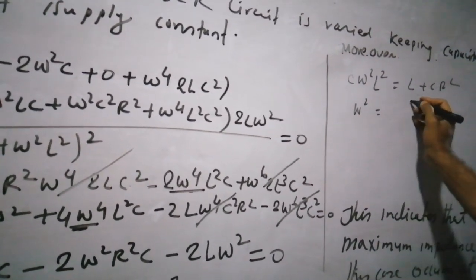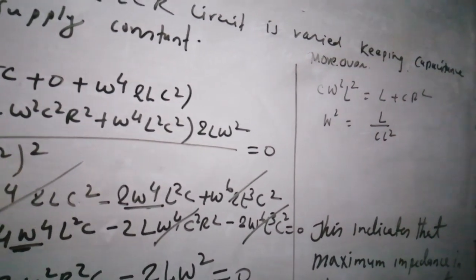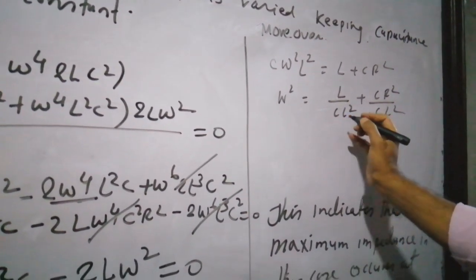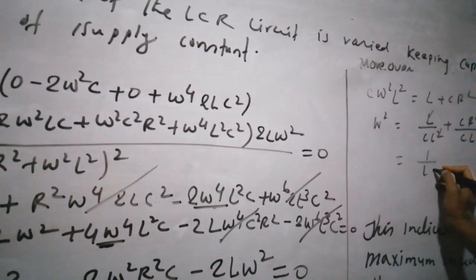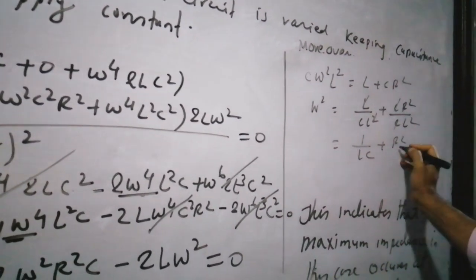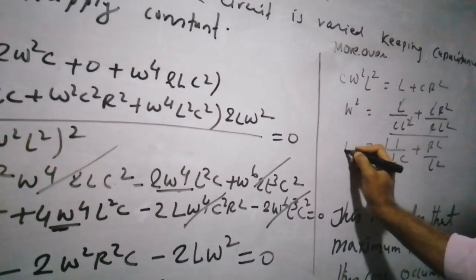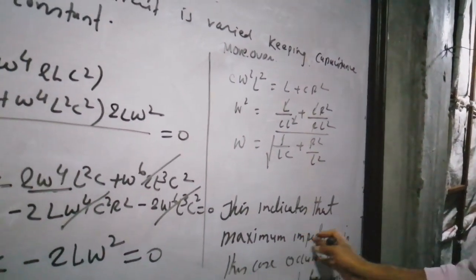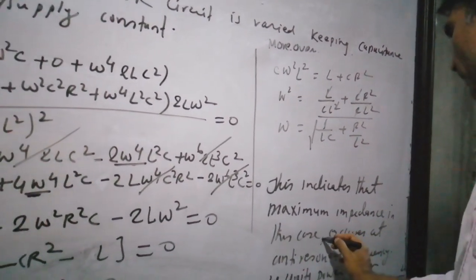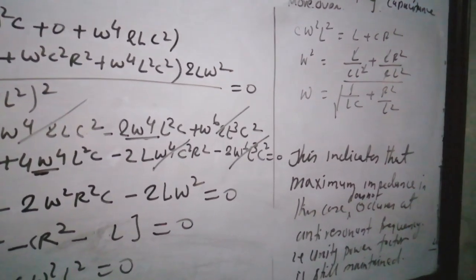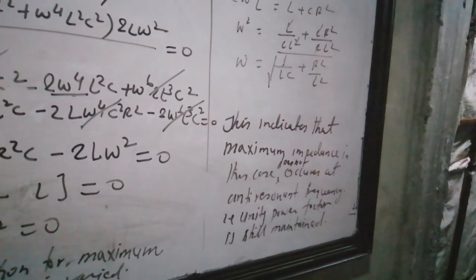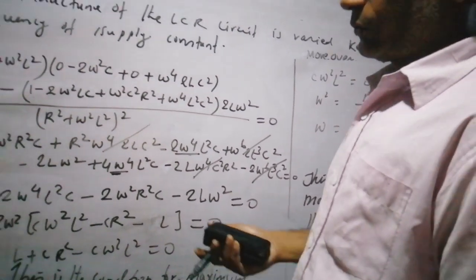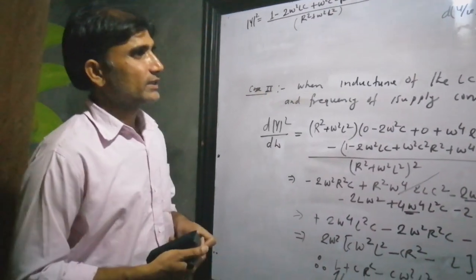So I need omega square equals to L by CL square plus CR square by CL square. I get this L cut here, so 1 by LC is here, and this C cut, and this gets R square by L square. This is the frequency, and this is not the same case. In that case, the resonant frequency was the minus. So this indicates the maximum impedance in this case does not occur at the antiresonant frequency, that is, the power factor is still not maintained. So this was the case where we varied the inductance to get the maximum impedance.